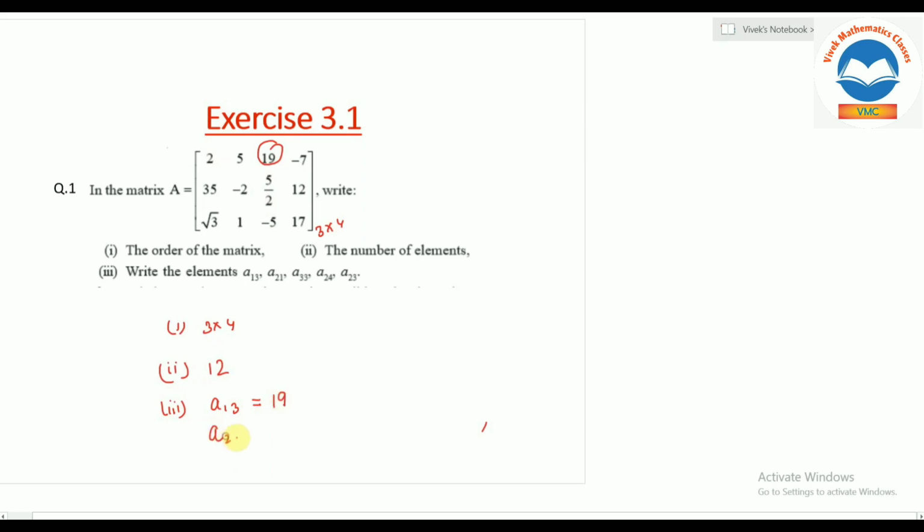Similarly A21 is the element placed at second row, first column. This will be 35. Next A33, the element placed at third row, third column, will be minus 5. A24 will be 12. And similarly A23 will be 5 by 2. That's all.